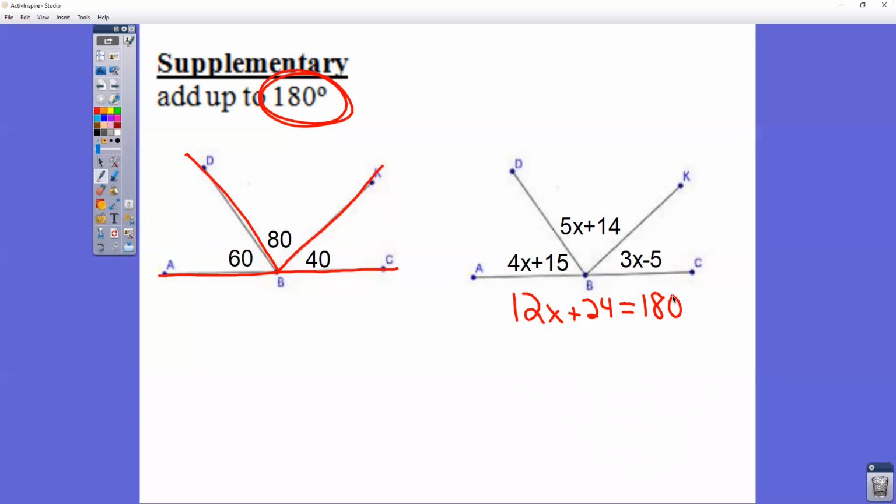So that's the equation that you're going to set up. Solve for x, so minus 24, we always get rid of the plus whatever or minus whatever first. So we have 12x equals 156. Divide by 12, and you get x equals 13.